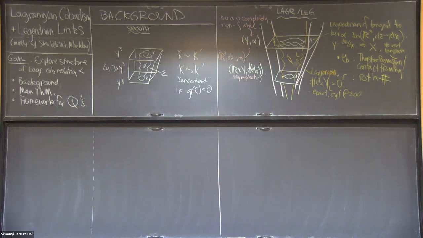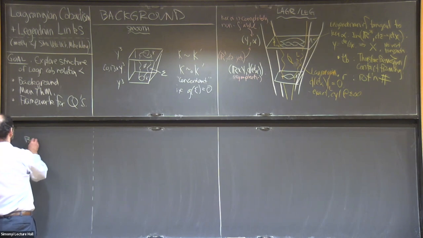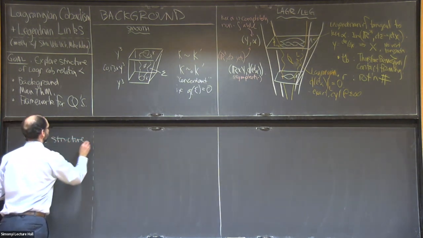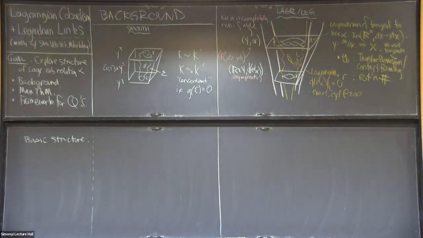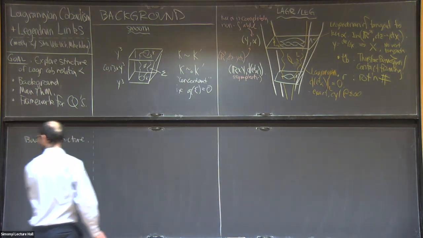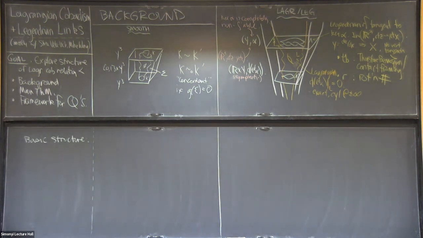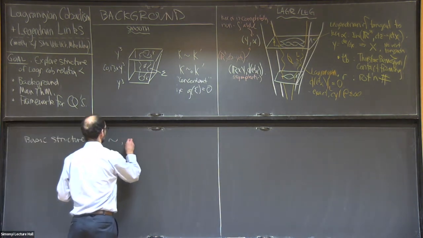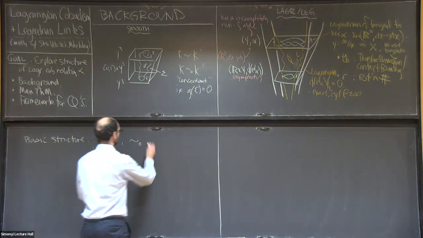Okay, so let's ask ourselves, what's the basic structure of this relation? Going back to what Kai was saying before, it's boring on the smooth side. I don't want it to be boring yet. It'll be boring in a minute. Okay, so both cobordism and concordance are equivalence relations.